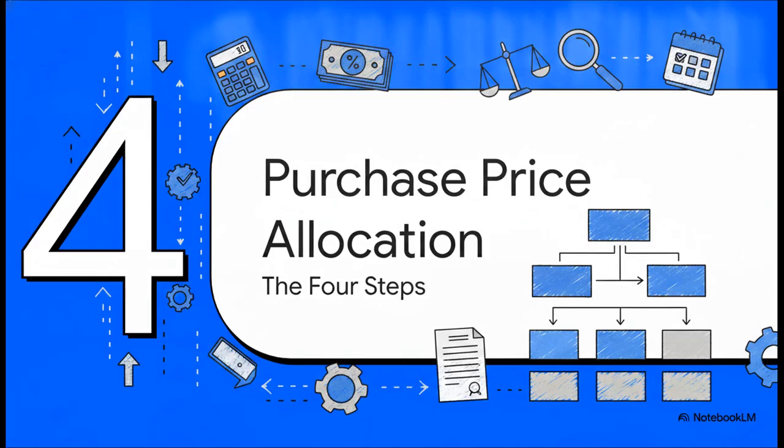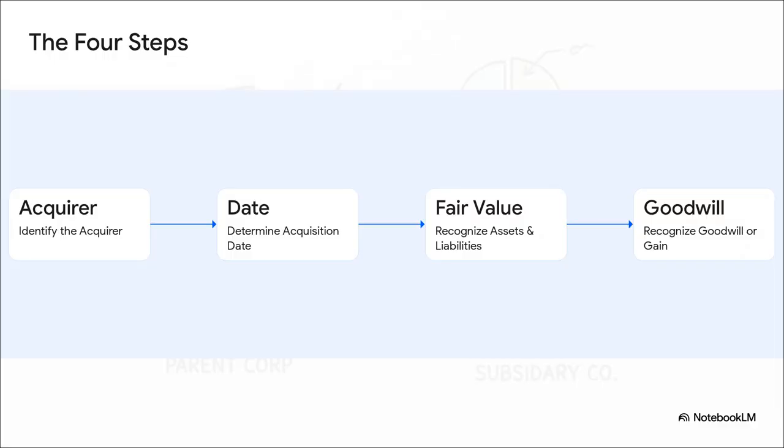Section 4. Purchase Price Allocation Steps. Now for the highly methodical part, breaking down the massive bill for the company you just bought. There are 4 strict steps to this process. Step 1 is identifying the acquirer. Step 2 is determining the exact acquisition date. Step 3 is where the heavy lifting happens, recognizing identifiable assets and liabilities at fair value.